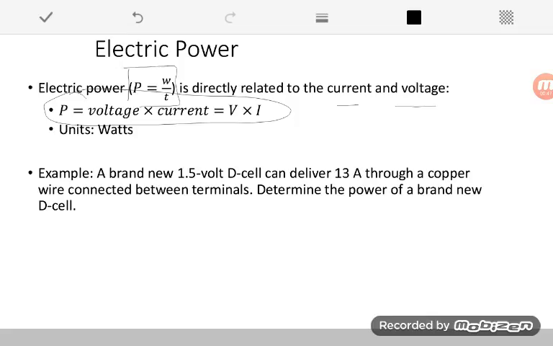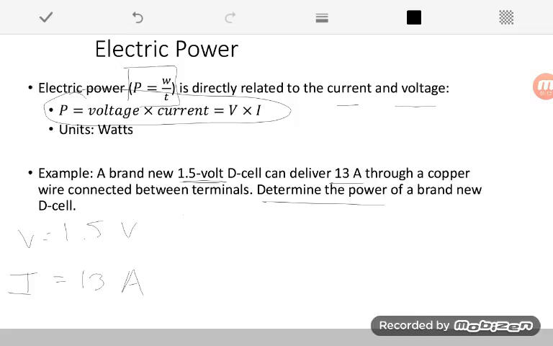So a really simple example, you have a brand new 1.5 volt D-cell battery. So we say, okay, volt. That means my voltage is 1.5 volts. And it can deliver 13 amps through a copper wire. So amp is a measure of current. So my current is 13 amps. So we need to be able to recognize our units and what they're measuring. Determine the power of a brand new D-cell.